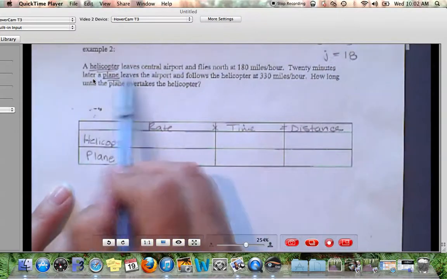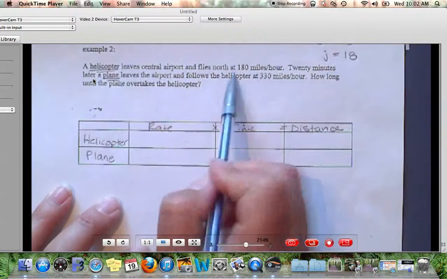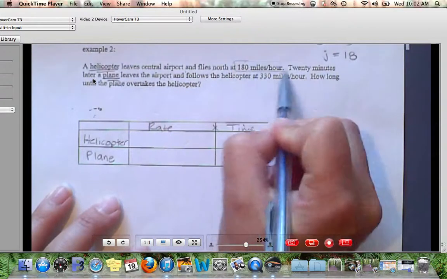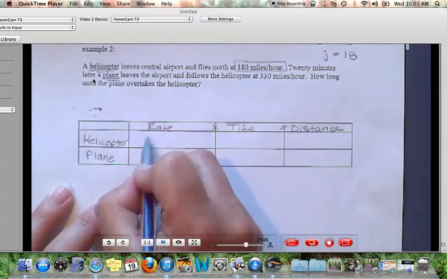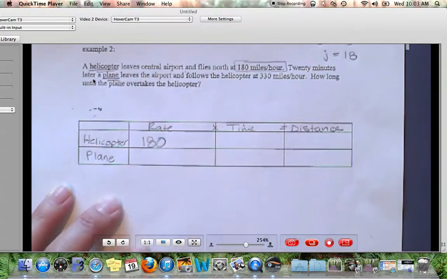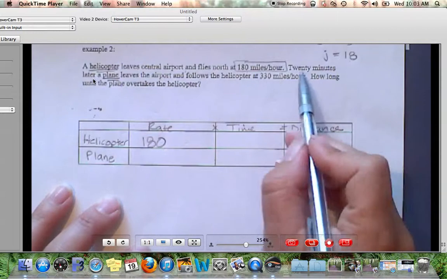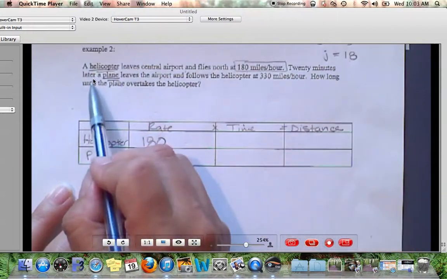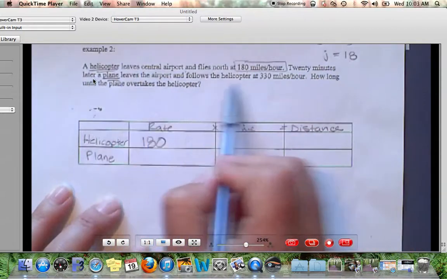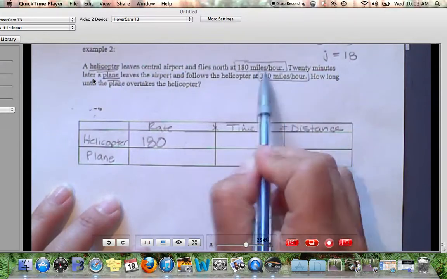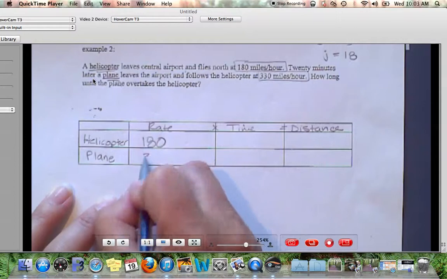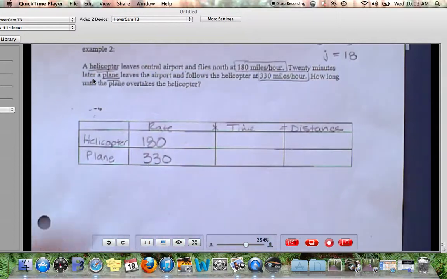So the helicopter leaves Central Airport and flies north at 180 miles per hour. That's the rate. That's the speed. So the helicopter, we know, is going 180 miles per hour. 20 minutes later, a plane leaves the airport and follows the helicopter at 330 miles per hour. So let's just stick with our rates here. This one is 330 miles per hour.